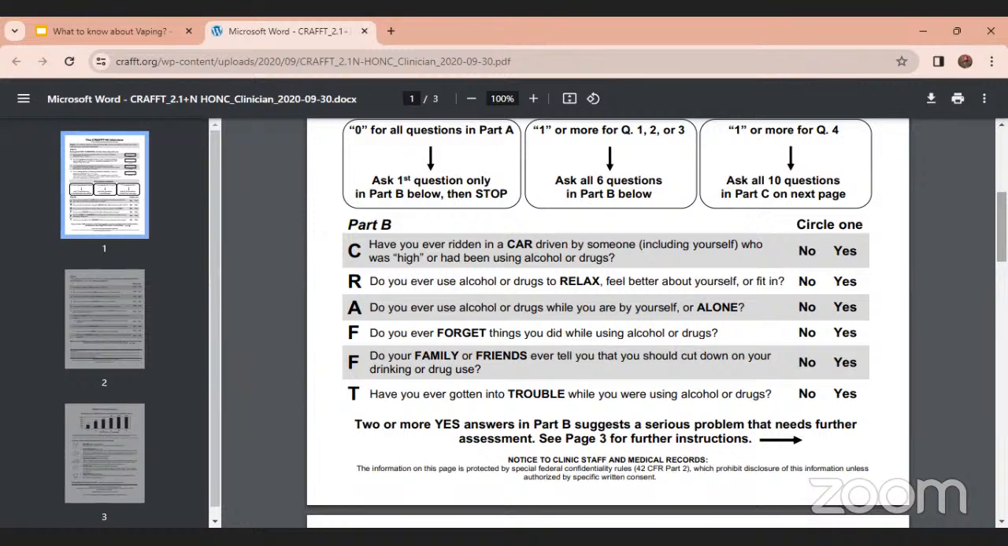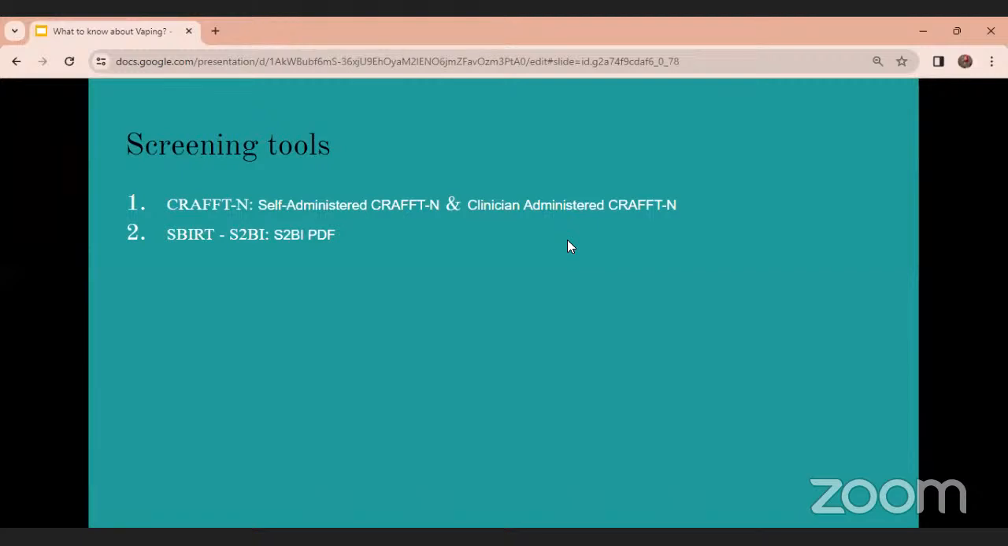And the other F stands for friends or family: do your family or friends ever tell you that you should cut down on your drinking or drug use? And the last T stands for trouble: have you ever gotten into trouble while you were using alcohol or drugs? And depending on the answers, we can gain more insight into what the patient is dealing with.